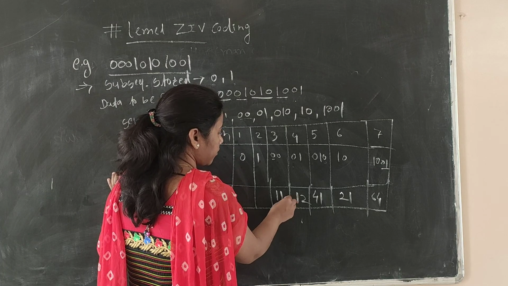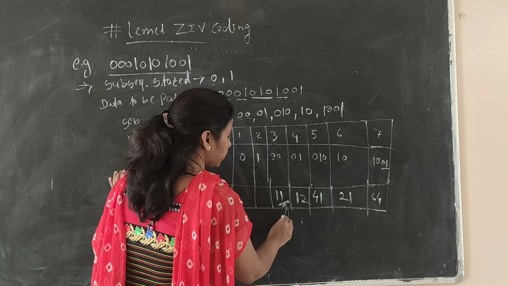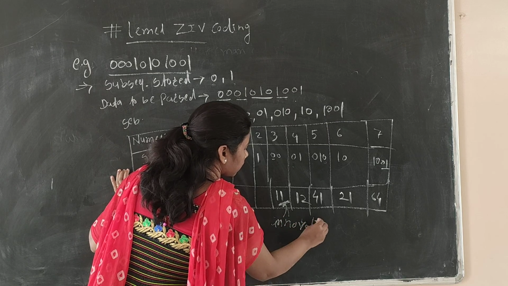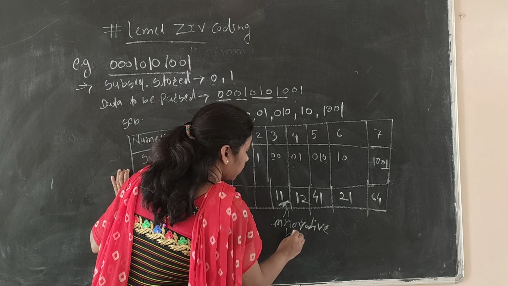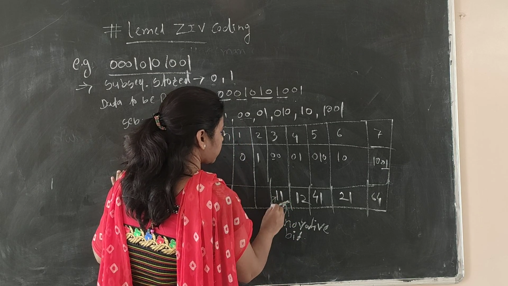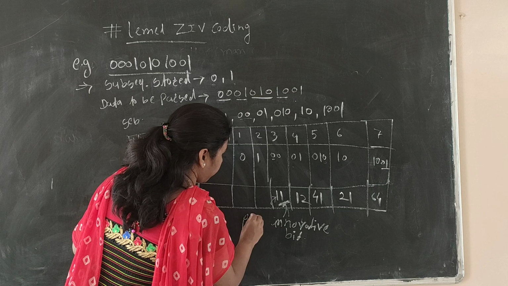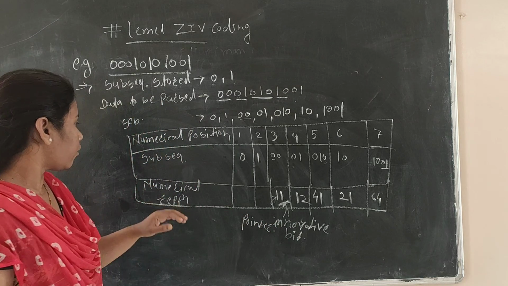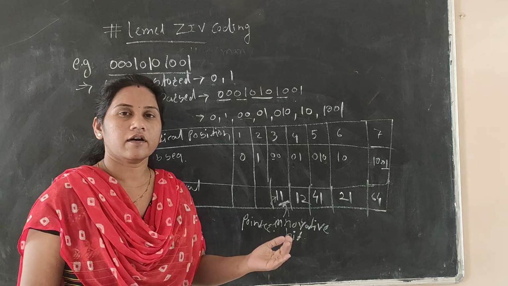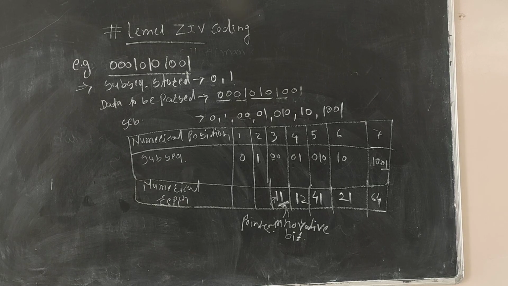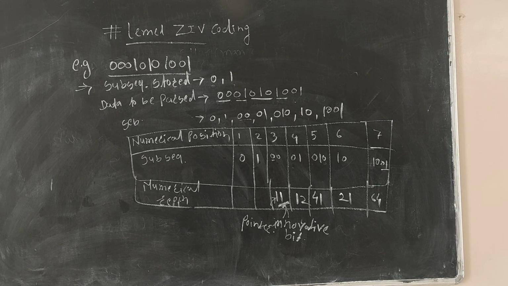At the decoder side, they decode by using the first bit from the MSB as an innovative bit, and this first one as a pointer. In this way, in row 4, we will get the encoding of the binary number. In this way, we can encode and decode by using Lempel-Ziv coding.